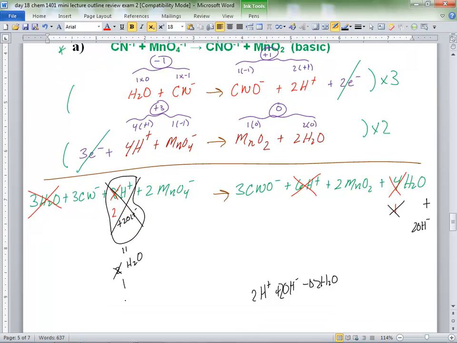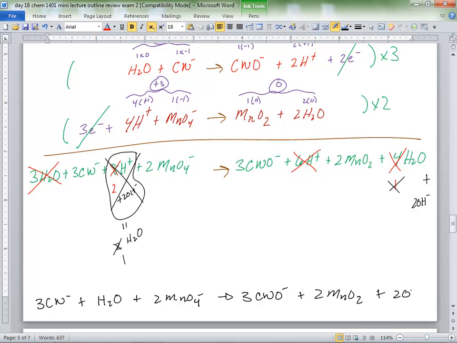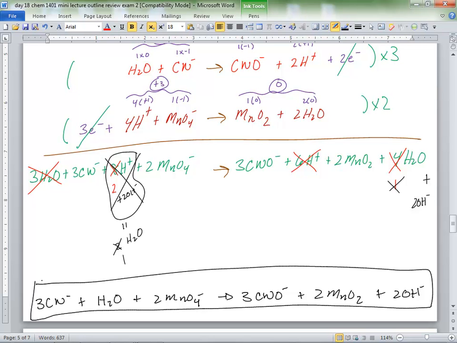So I definitely need to rewrite this because it is such an ugly mess. So my final answer would be 3 cyanides and 1 H2O and 2 permanganates goes to 3 of these cyano ions. So be clear where your answer is. You don't get points taken off for me grading the wrong thing.